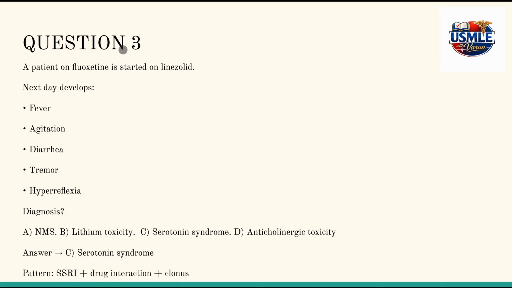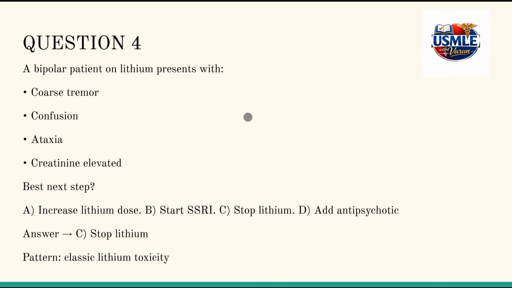Question 3. A patient on fluoxetine is started on linezolid. The next day the patient develops fever, agitation, diarrhea, tremor, and hyperreflexia. So one is an SSRI and the other drug is linezolid. When an SSRI is given along with tramadol or linezolid, it can precipitate serotonin syndrome. So the pattern in this question is SSRI, drug interaction with linezolid, and hyperreflexia and clonus. Whenever you see hyperreflexia and clonus in a question, you need to think about serotonin syndrome.